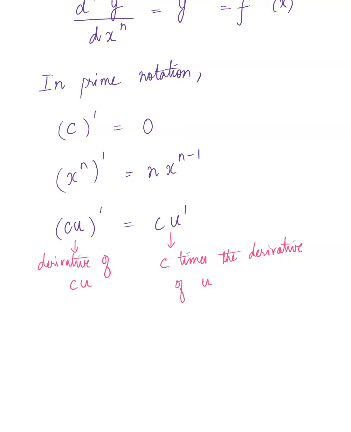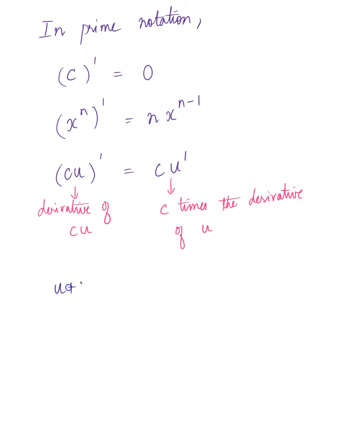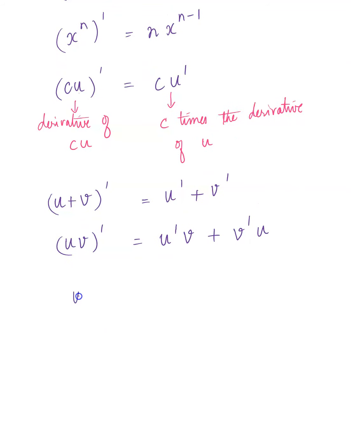And so it makes a drastic difference in the way we take the derivative. So u plus v, if you took the derivative of the sum, it's derivative of u plus derivative of v. Derivative of uv is derivative of u times v plus derivative of v times u. So u prime v plus v prime u. I like the prime notation because it's just easy to remember for me. Okay, u over v prime will be u prime v minus v prime u all over v squared.